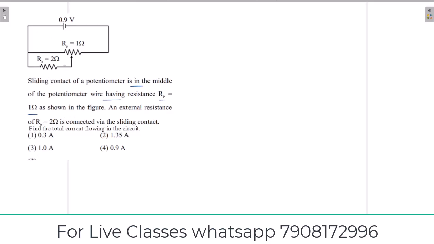So here the sliding contact of the potentiometer is in the middle of this resistance Rp equal to 1 ohm. If we draw this circuit again, if we divide this 1 ohm into 2, because the sliding contact is at the middle, the resistance will be divided into two parts, 0.5 ohm and 0.5 ohm, and the contact is connected in between, that is here.